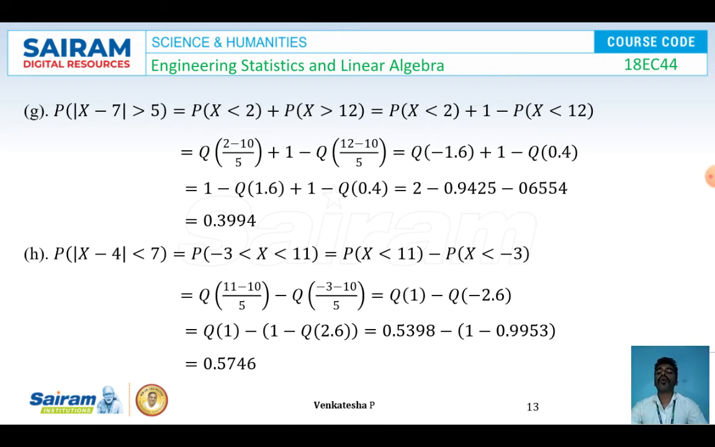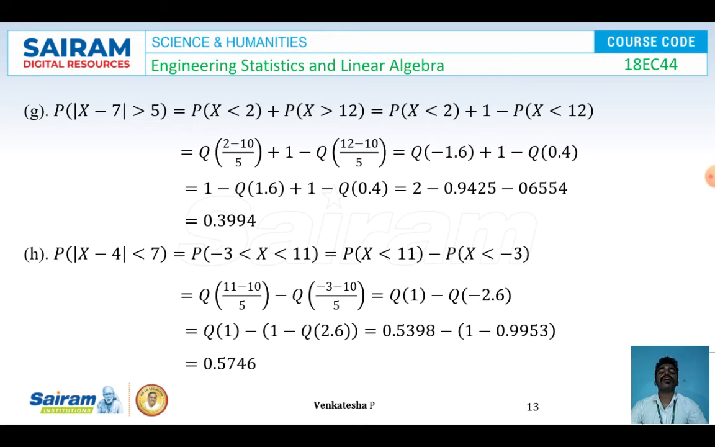Next one, P of |X − 4| less than 7. So it will be equal to P of −3 less than X less than 11. It will be further equal to P of X less than 11 minus P of X less than −3. Now, taking this P in terms of Q function, Q of (11 − 10)/5 minus Q of (−3 − 10)/5, it will be equal to Q of 1 minus Q of −2.6.